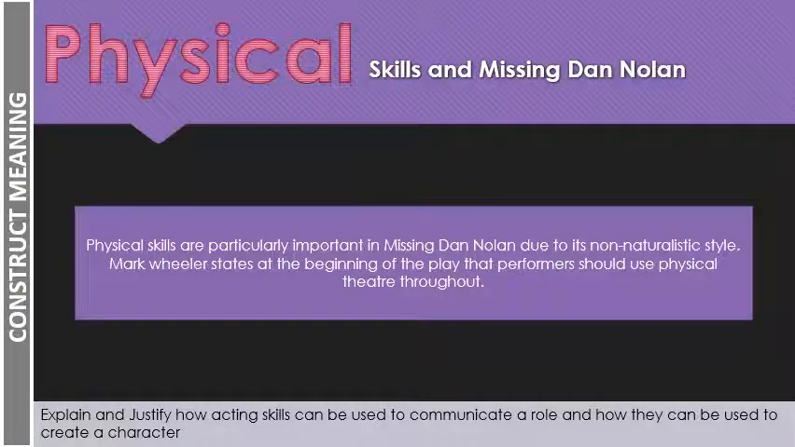So, physical skills and Missing Dan Nolan. Physical skills are particularly important in Missing Dan Nolan due to its non-naturalistic style. Mark Wheeler states at the beginning of the play that performers should use physical theatre throughout. Also, because of the non-naturalistic style, one of the techniques that might be used is multi-rolling.